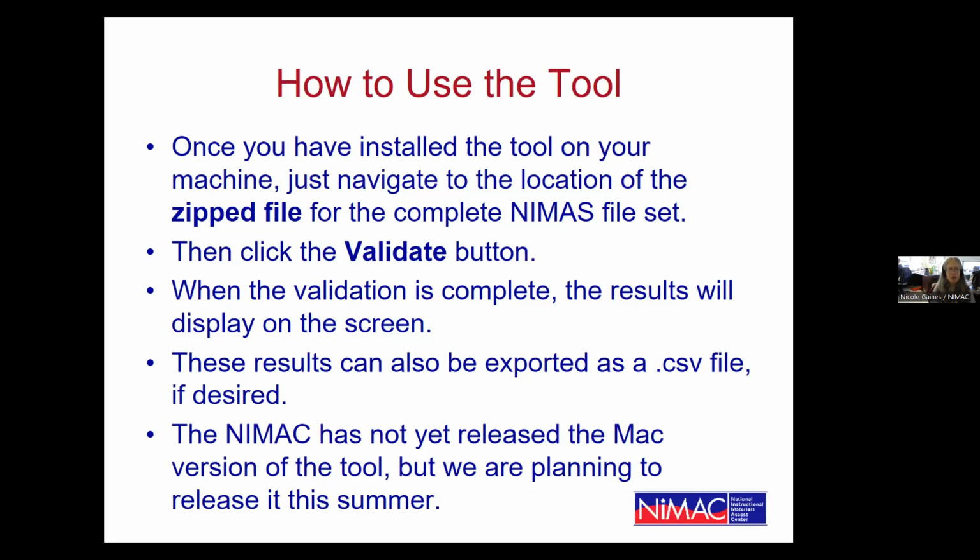Basically, once you've installed the tool on your machine, you just navigate to the location of the zipped file and then click the validate button. It's really straightforward. One thing that is different with the new version is that you don't have to unzip your file. This was a bit of a pain with the original, because if your file was already zipped and ready to roll, you had to unzip it to run the validation. You can just run your completed zipped file with the new validation wizard. Once you click the validate button, the results display on the screen, and you can also export the report if you wish as a CSV file.